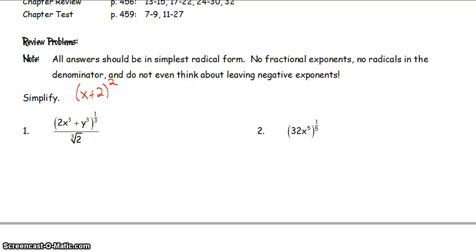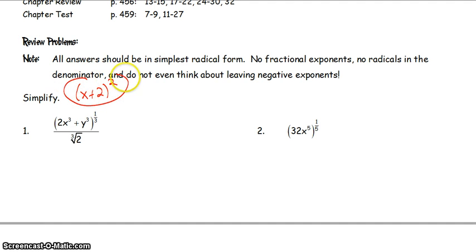Okay, I'm going to start with number 1 for the review. If you guys look at number 1, the one thing you do not want to do is distribute the power into the power. Okay, that is not acceptable. You cannot distribute an exponent when there's a plus or minus sign.